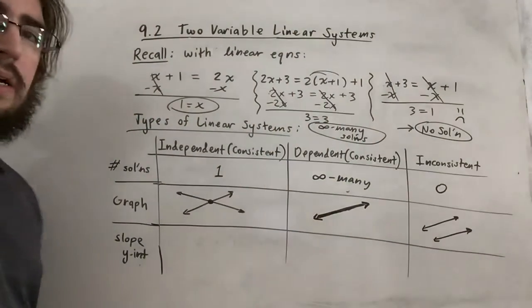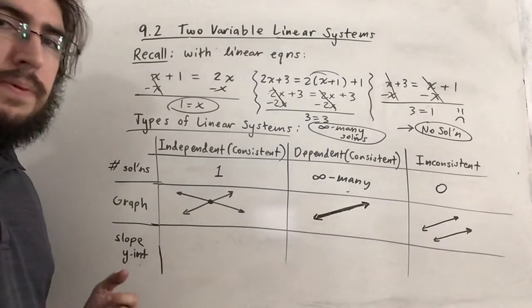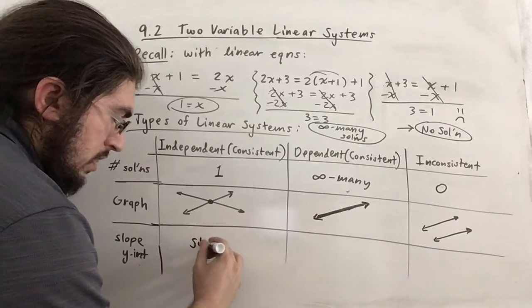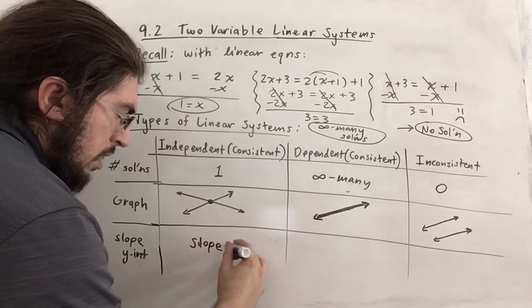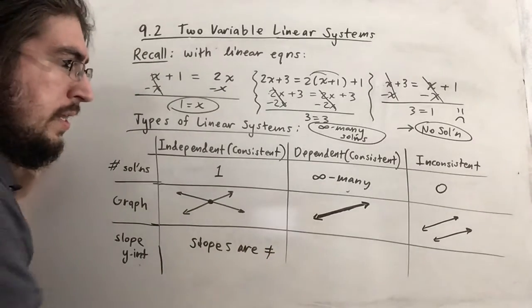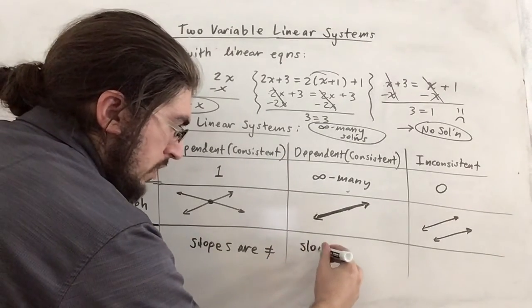So now as far as the graph goes, that makes a lot of sense. But now as far as slope and y-intercept are concerned, here's what happens. In this case, the slopes are different. So let me just say slopes are not equal to each other. The y-intercept doesn't matter. Here, the y-intercept and the slope are the same. Slopes are equal.